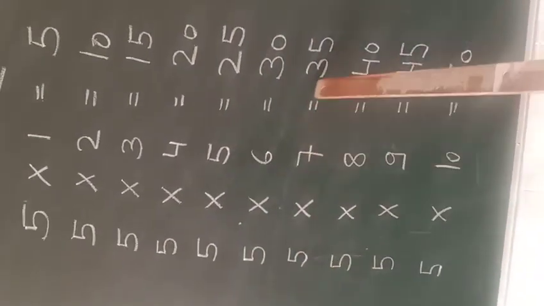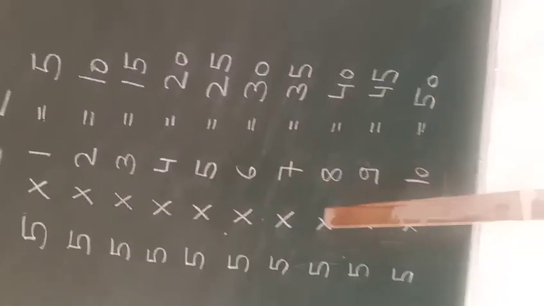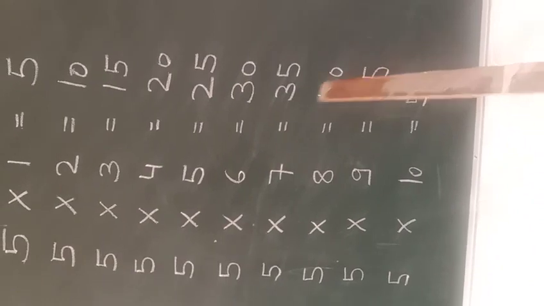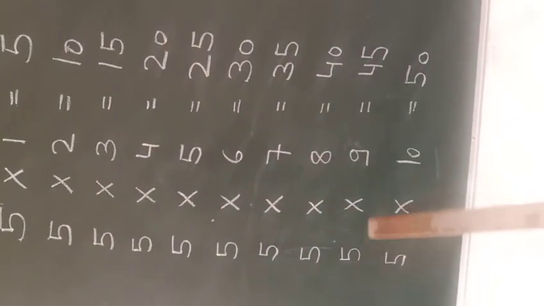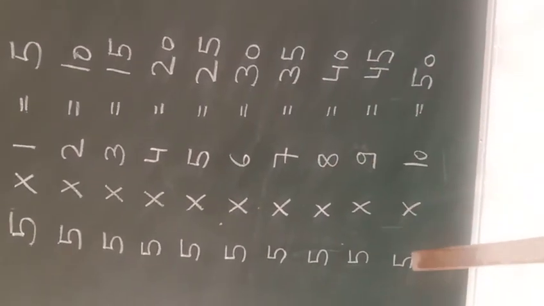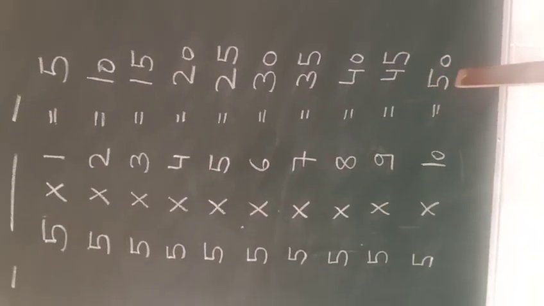5 sevens are 35, 5 eights are 40, 5 nines are 45, 5 tens are 50.